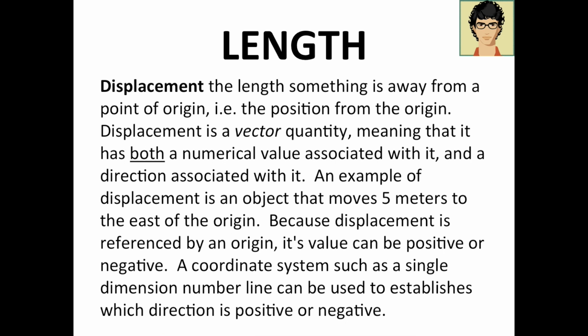Now, its value can be positive or negative. And a coordinate system, like the one we established in one dimension, a number line, is used to establish which direction is positive or negative. Now, coordinate systems can also be 2 or 3 dimensional. We're going to start with 1 dimension, but I'll show you a quick example of 2 dimensions as well.